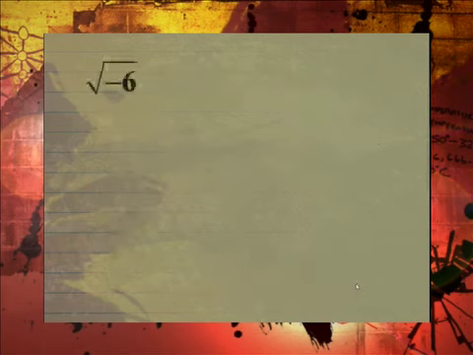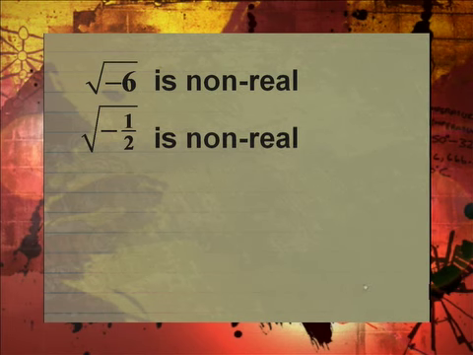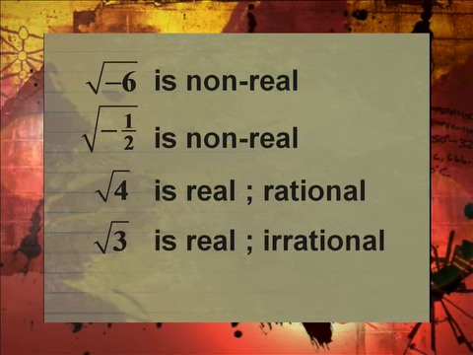We have, again, square root of -6 is non-real. And -12, the square root of it is non-real. And then square root of 4, remember, this is real and rational, because it's a perfect square. 4 is a perfect square. And square root of 3, of course, is real and irrational. I'm already on the irrational numbers there.